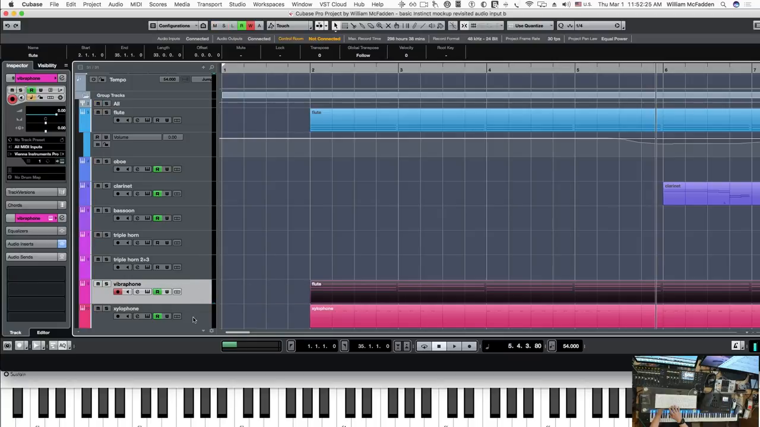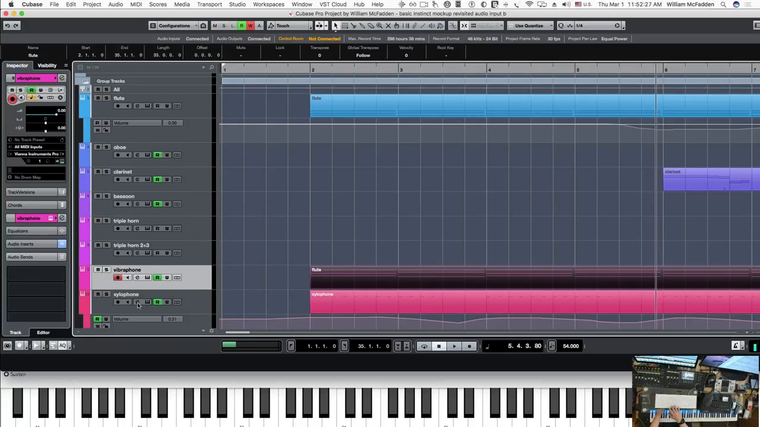And also we have the xylophone. And you can see there, instead of just chords, we're actually hitting a note with the xylophone.